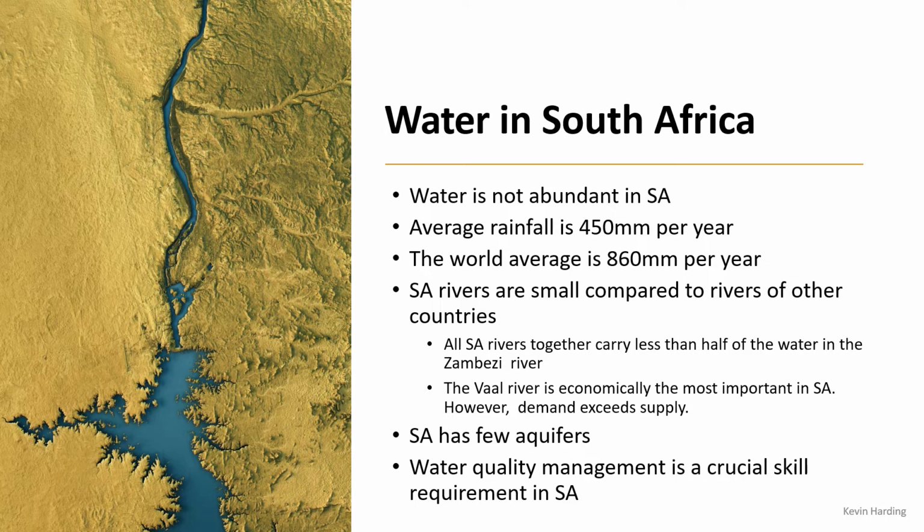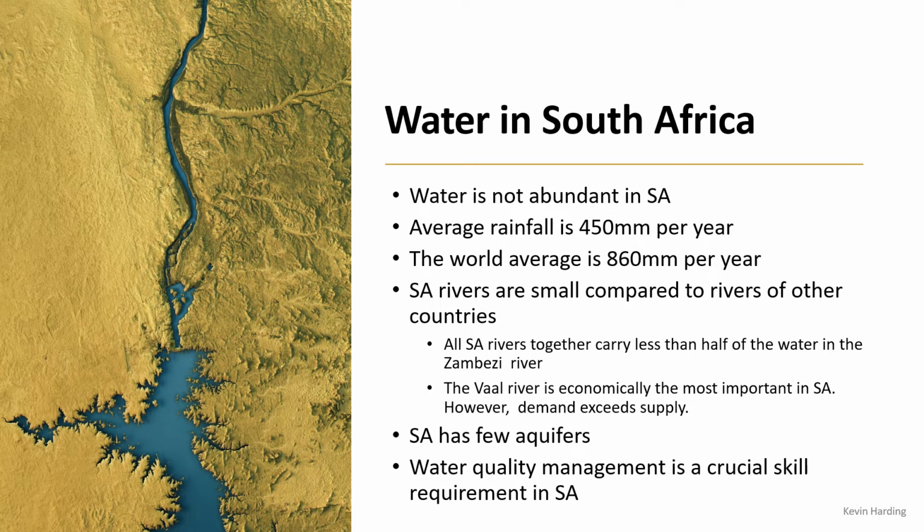In terms of our rivers in South Africa, we have very few and small rivers compared to some other countries like the Amazon and the European rivers, where they're actually large enough to navigate ships down them. In South Africa, as the example we've got here, all South African rivers carry less than half of the water compared to the Zambezi River. So the Zambezi River, one river alone, carries more than double all of our rivers in the whole country.